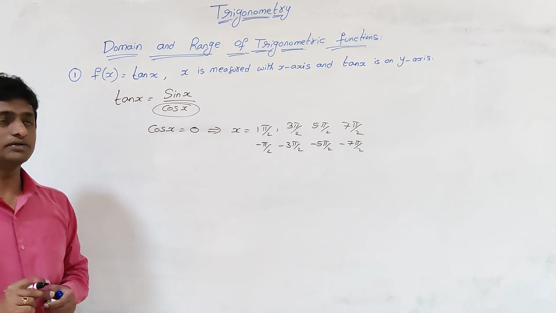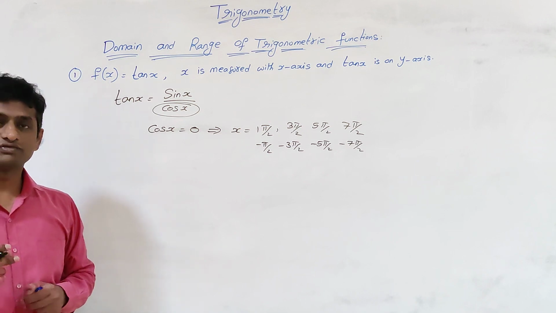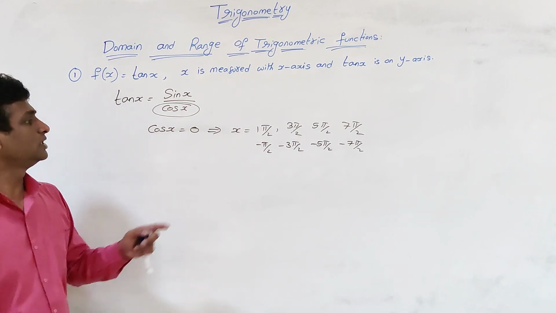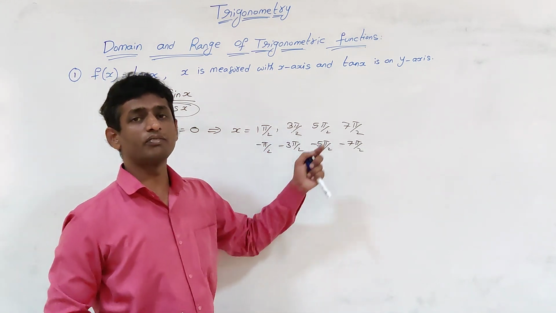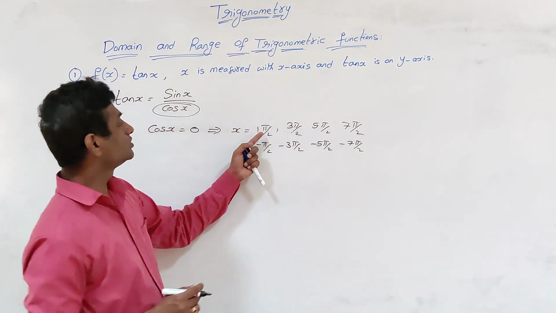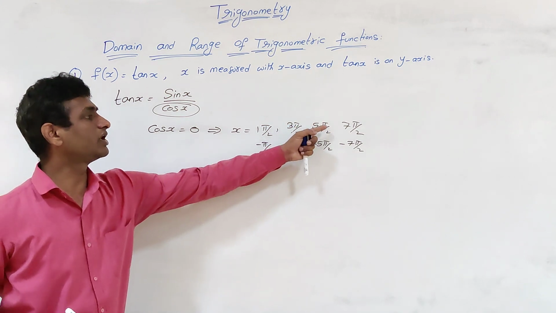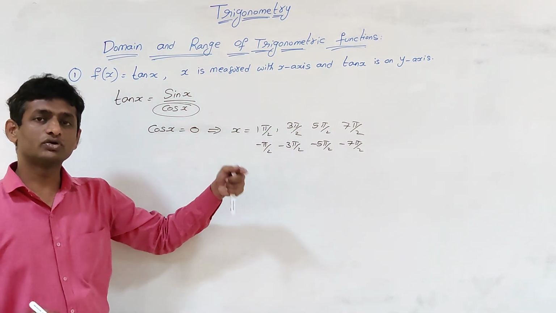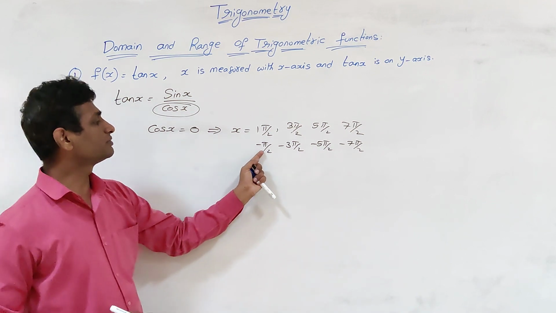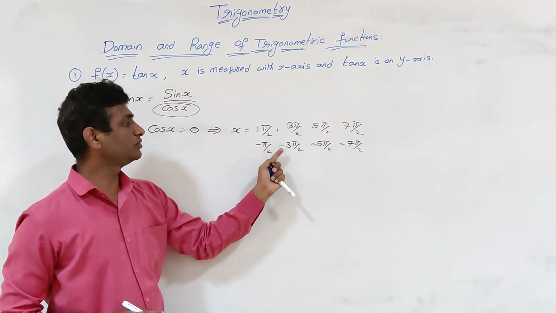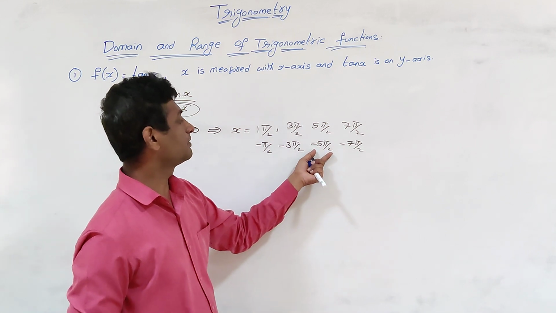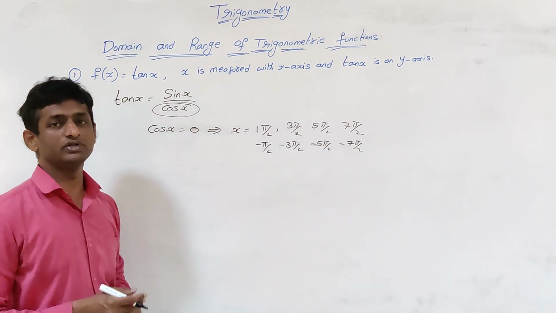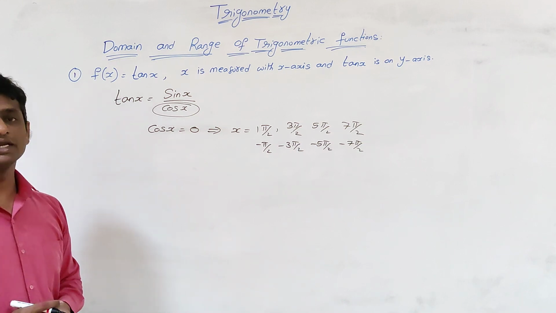So in general, tan x is a function defined everywhere except odd multiples of pi by 2. Means it is not defined at pi by 2, 3 pi by 2, 5 pi by 2, 7 pi by 2, and so on in the anti-clockwise direction. If it rotates in the clockwise direction, it is not defined at minus pi by 2, minus 3 pi by 2, minus 5 pi by 2, minus 7 pi by 2. Now if you go for the graph, you will see the shape of the tan x.